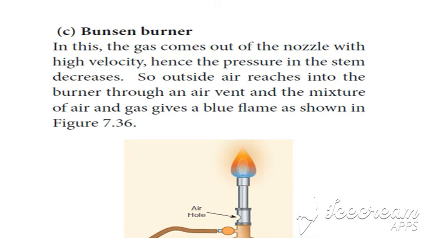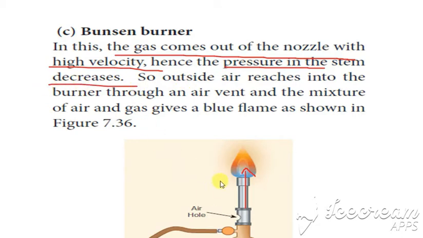The next one is the Bunsen burner. In this, the gas comes out of the nozzle with high velocity. The pressure in the stem decreases, since the gas comes out with a high velocity, the pressure decreases. So the outside air comes into the burner, and the mixture of air and gas gives a blue flame. Since there is air as well as gas here, there is a blue flame in this burner.